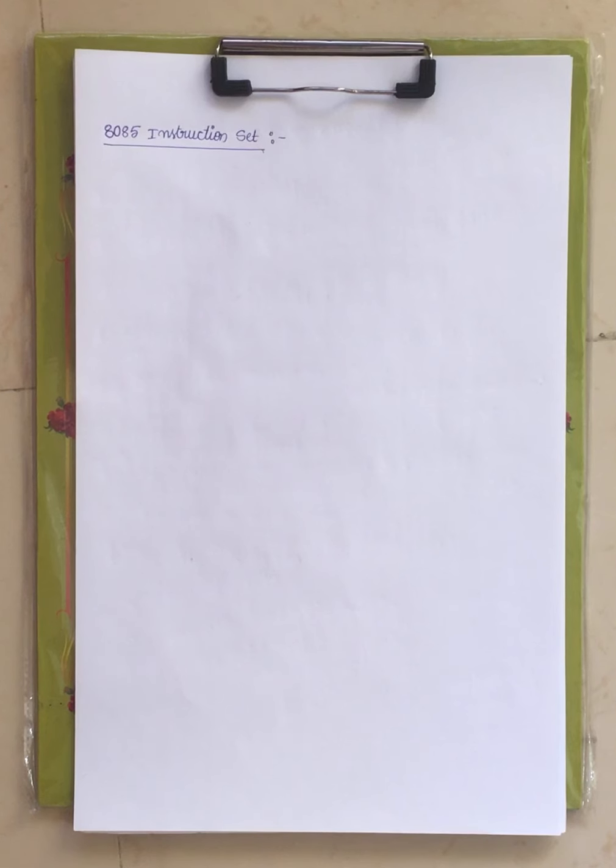What is meant by addressing modes, and what are the different types of addressing modes for this particular processor or controller, that is 8085 or 8051, right? After learning about addressing modes, we will go for assembly language programming. This is under your second unit, right?